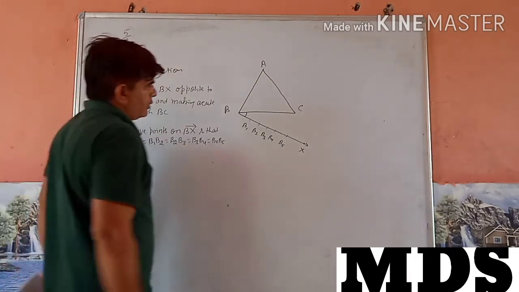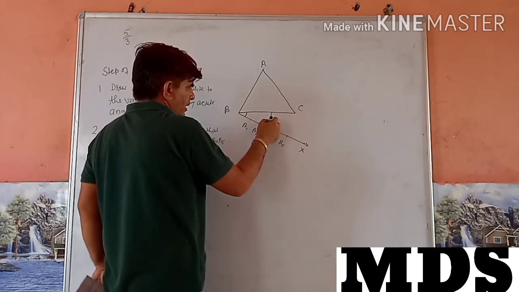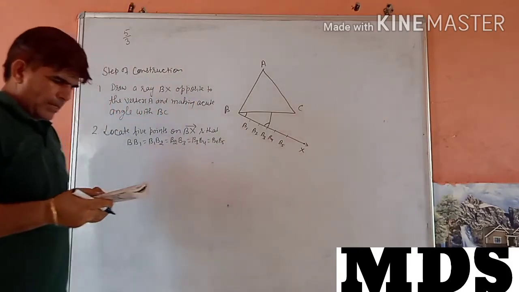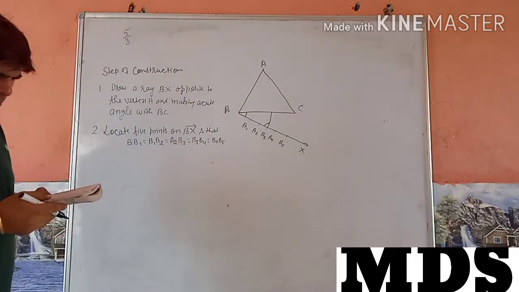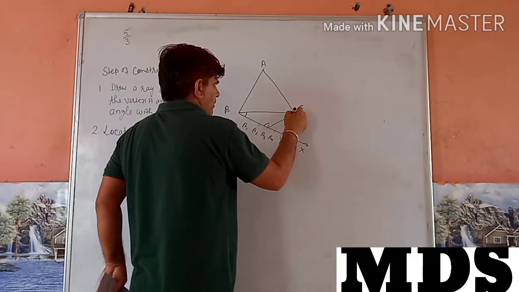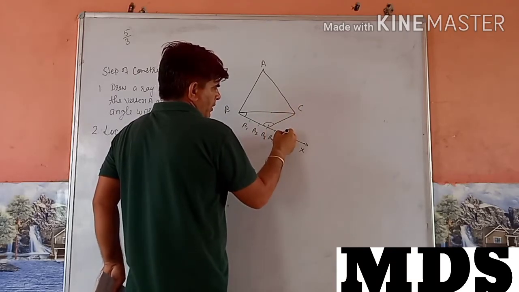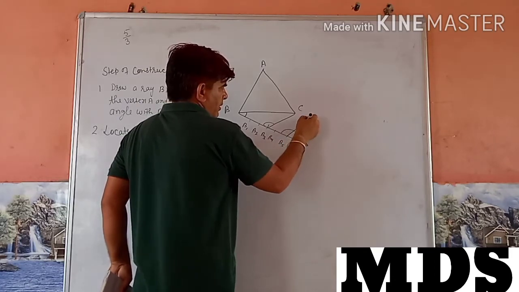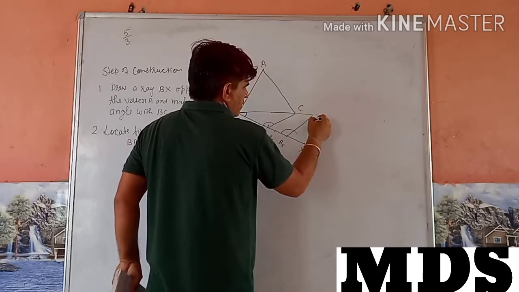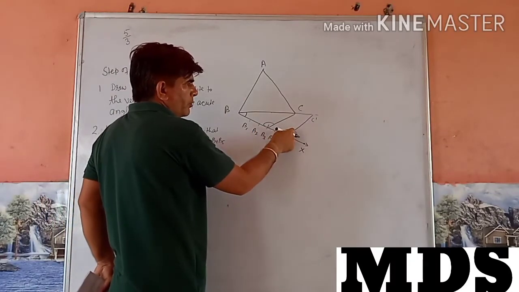And what you can do, you can join this, making any angle. And then what? Join B with this. Make the angle here, and the same angle you can make here. Extend this, and what's that point? C. This angle and this angle should be the same.